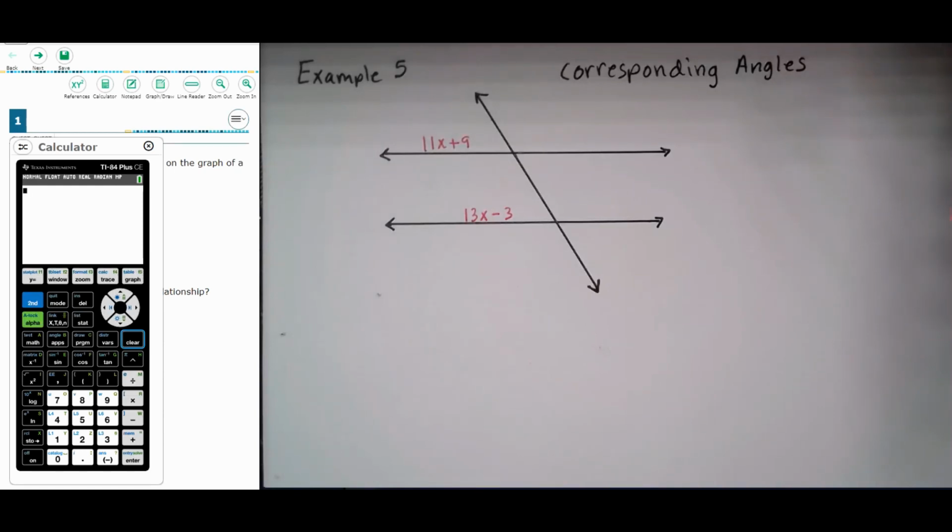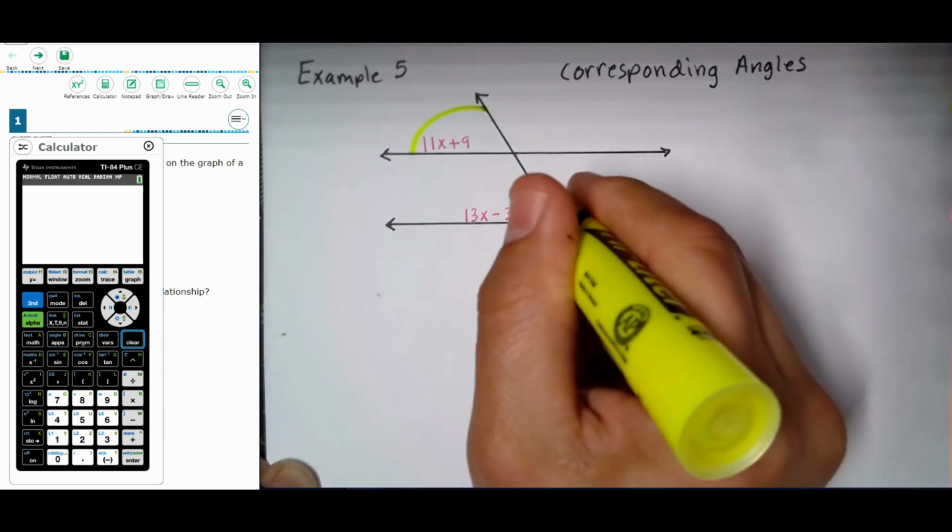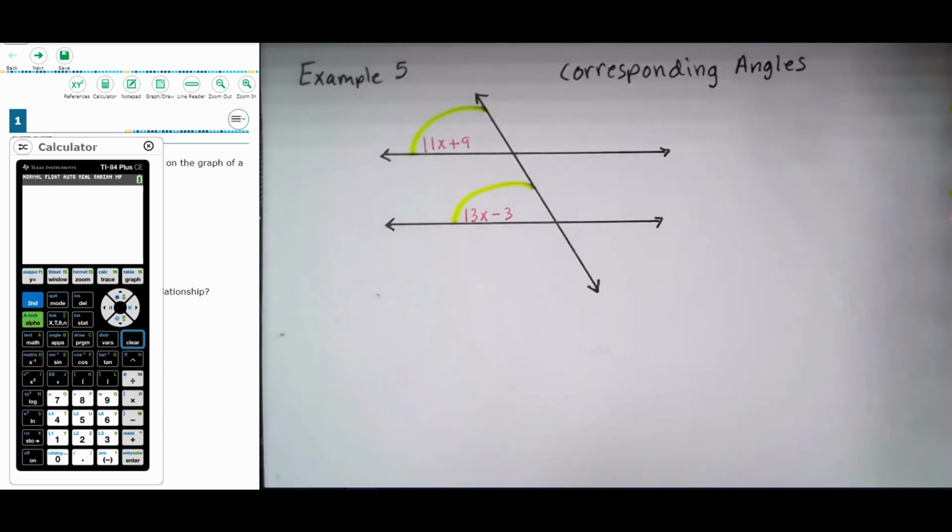Now the last example I'm going to give you on these particular types of problems is the one for corresponding angles. Corresponding angles just means that we have an angle that's in the same relative position. For instance, I'm just going to give you an example. This angle is a corresponding angle to this one right here.